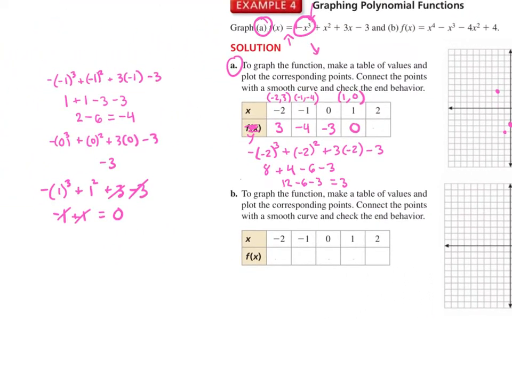And then next we plug in 2. So we have negative 2 cubed plus 2 squared plus 3 times 2 minus 3. So negative 2 cubed would be negative 8, plus 4, plus 6, minus 3. This is negative 4, plus 3, so negative 1.